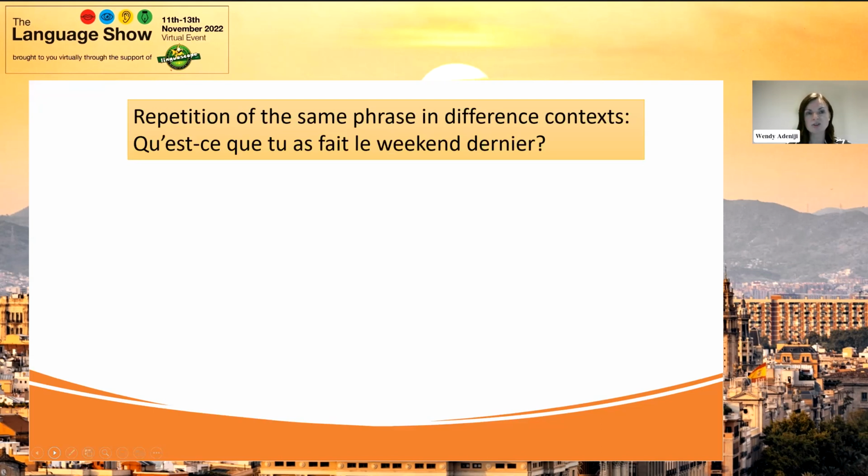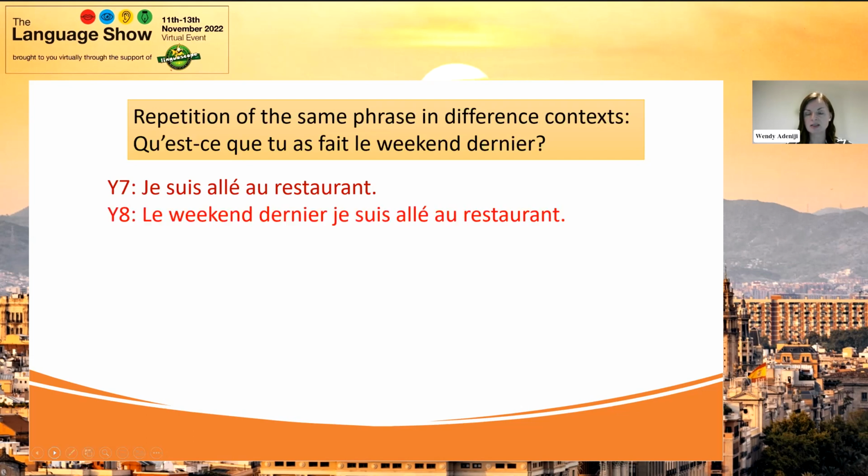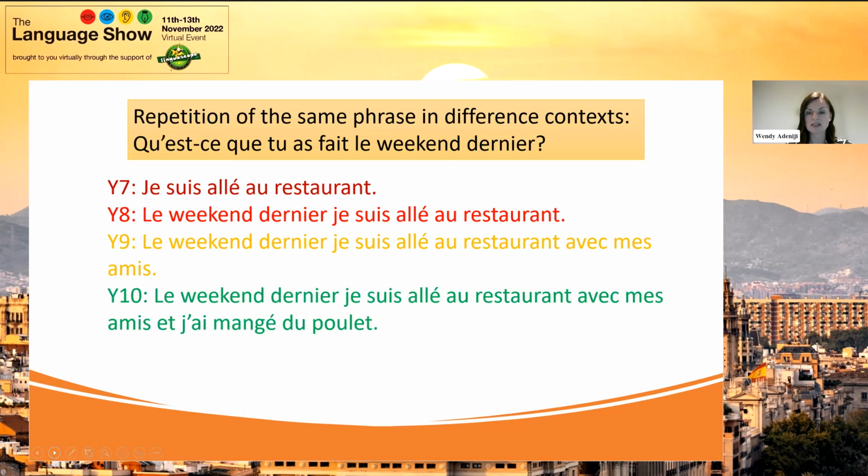And then if you think about how students could build up an answer to the same question, qu'est-ce que tu as fait le week-end dernier? We might expect something like this in year 7 of low prior attainers. Maybe in year 8, we've got a time phrase added. In year 9, we're saying a bit more detail, who we've gone with. In year 10, we've got another verb in there as well.